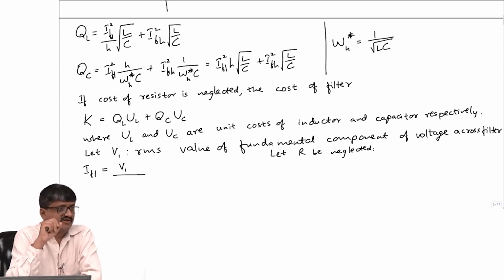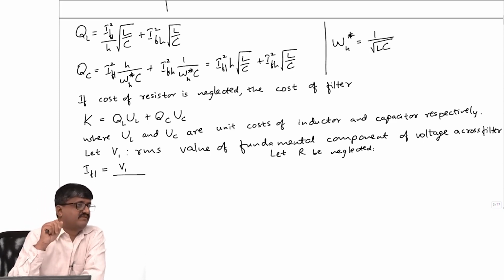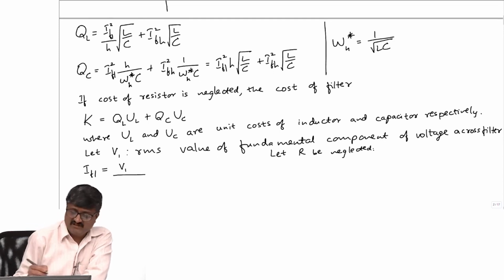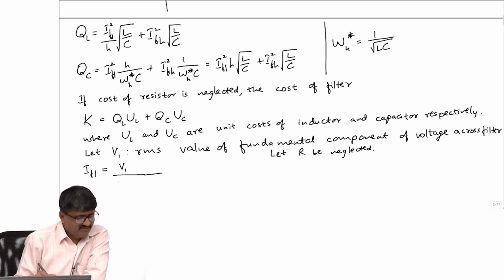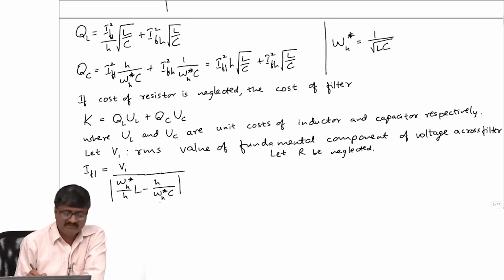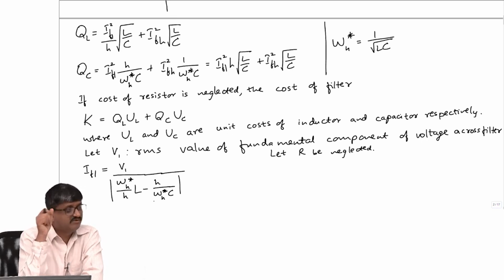Magnitude of the impedance, not the complex one. L omega h by h. So you are saying omega h star by h into L minus h by C omega h star. That's what you are saying, mod. Now you are saying mod because you don't know which one is larger than the other. But don't we know which one is larger among the two?